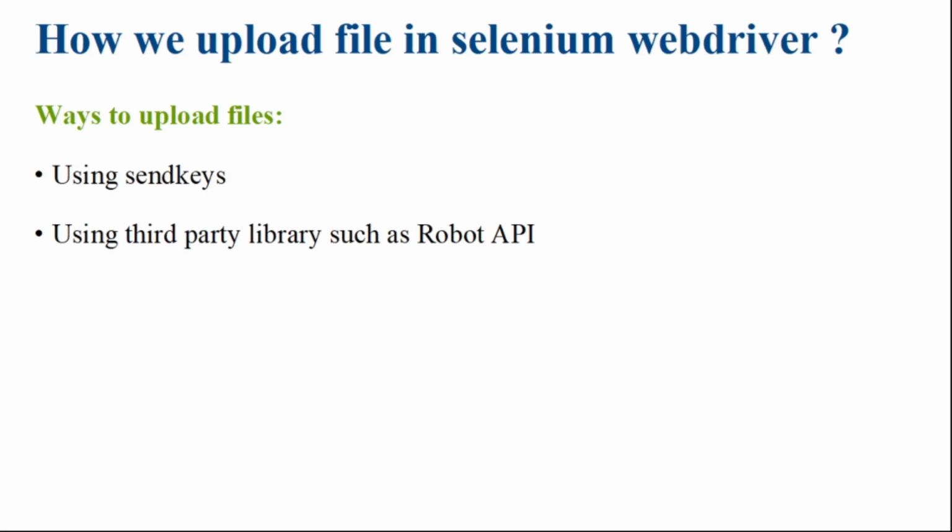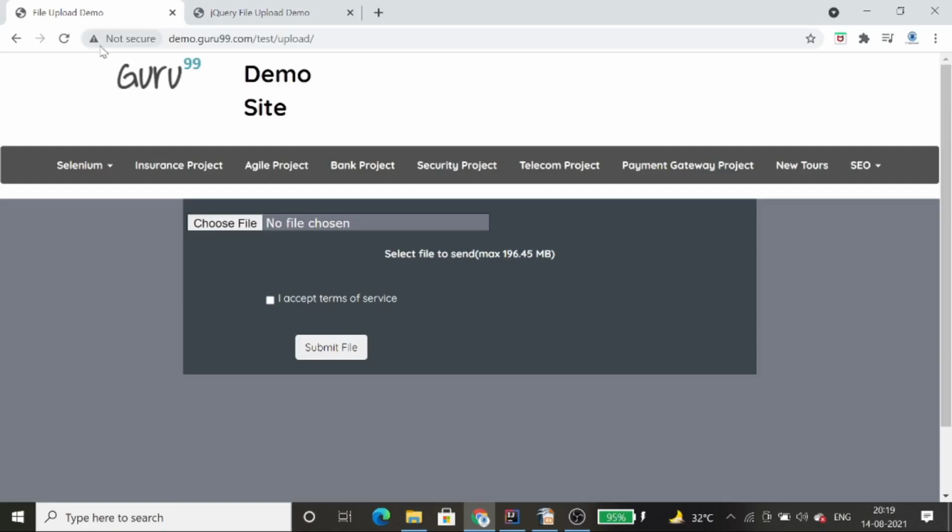So basically why we need to use the third party library? Because when we click on the browse button or the file upload button, the Windows pop-up opens. There is no way to select or to automate a Windows pop-up with the help of Selenium. So that's why we use this robot API to upload a file if there is a Windows pop-up available. You can say that the robot API is used to handle the Windows pop-up. Let me demonstrate the two ways that we have in Selenium.